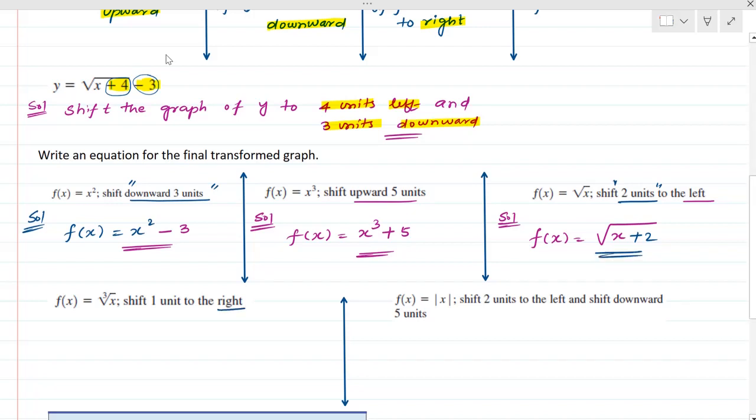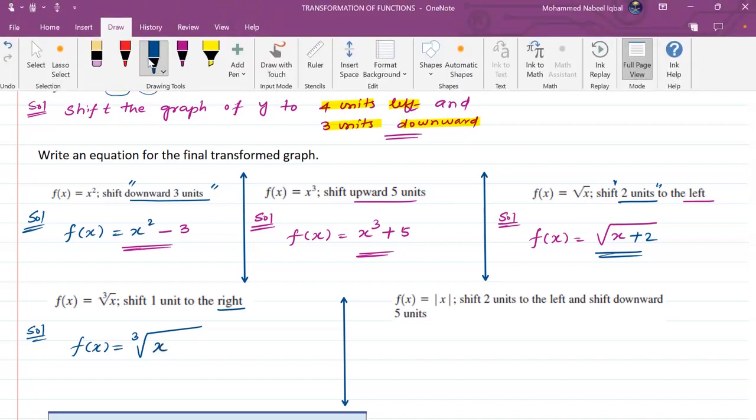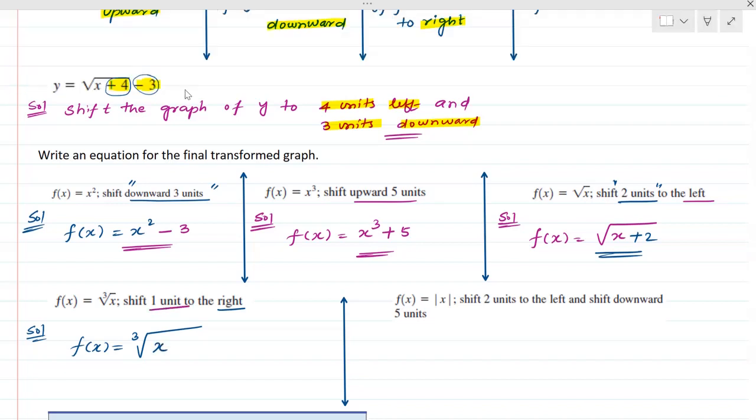You have plus 2 units because of the left. Now here it is a right. How will you write? Therefore f of x is given by the cube root of x. After that we will take it here. It is minus 1 to the right. For the right it is minus 1.